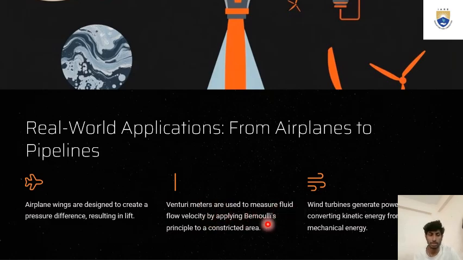The venturimeter is another thing we use. It is used to measure fluid flow velocity by applying Bernoulli's principle to a constricted area, and a prime example of that is the venturimeter. Wind turbines generate power by converting kinetic energy from wind to mechanical energy. So wind energy is another key application in day-to-day life. And pipelines also use Bernoulli's equation, Bernoulli's theorem, similar to the venturimeter, about a unit area.